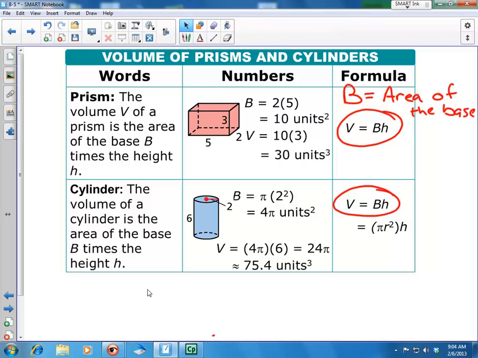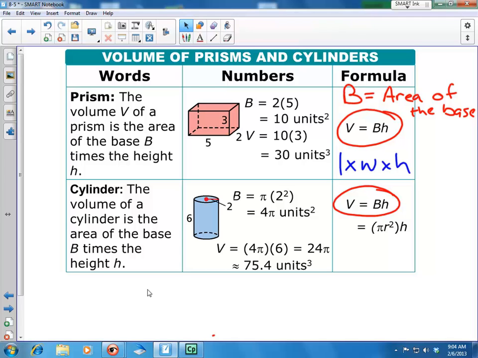So this B right here would actually be length times width, and then times height. So you could almost say that this formula would be length times width times height. That's going to get you the answer for a rectangular prism. Now, is that going to get you the answer for a triangular prism? No, because remember, on a triangular prism, your area of the base is base times height divided by 2.